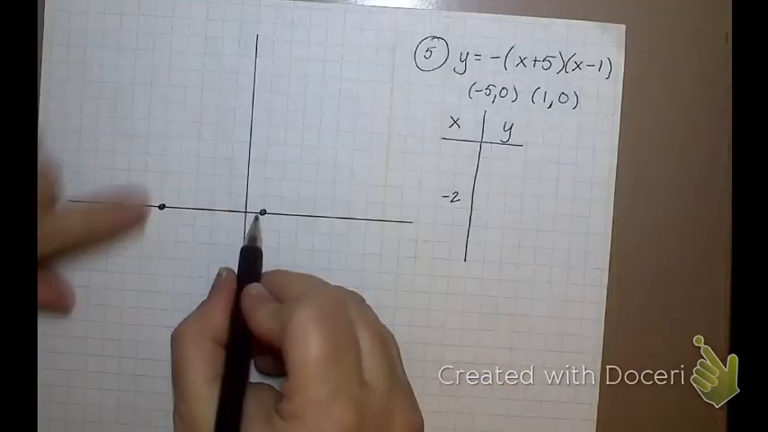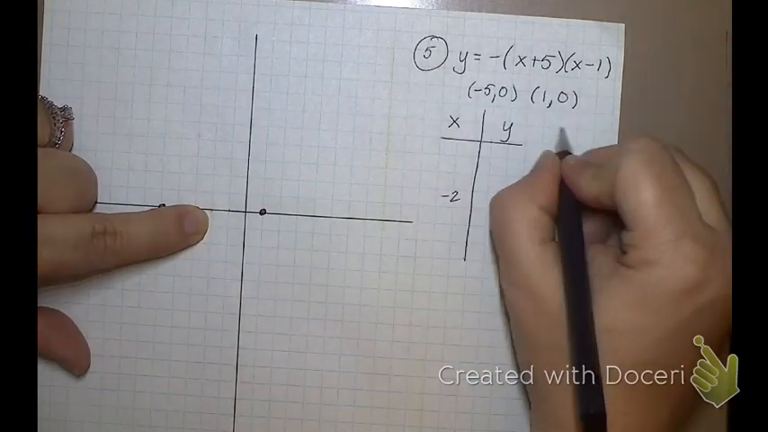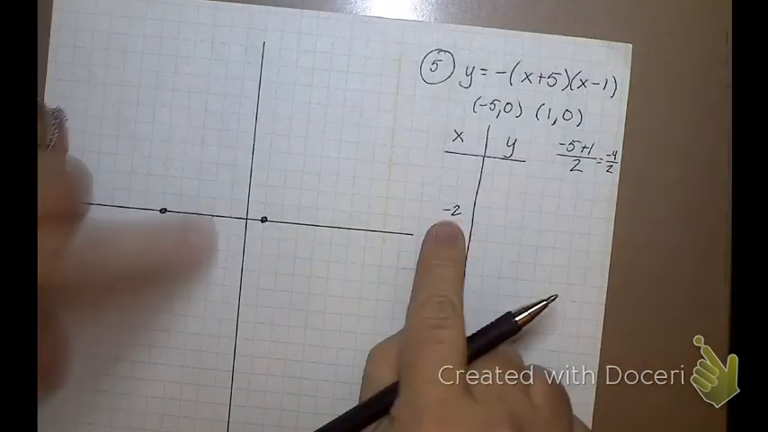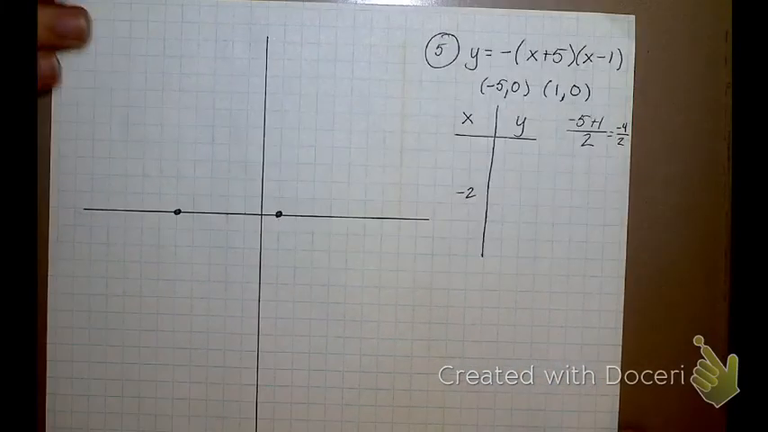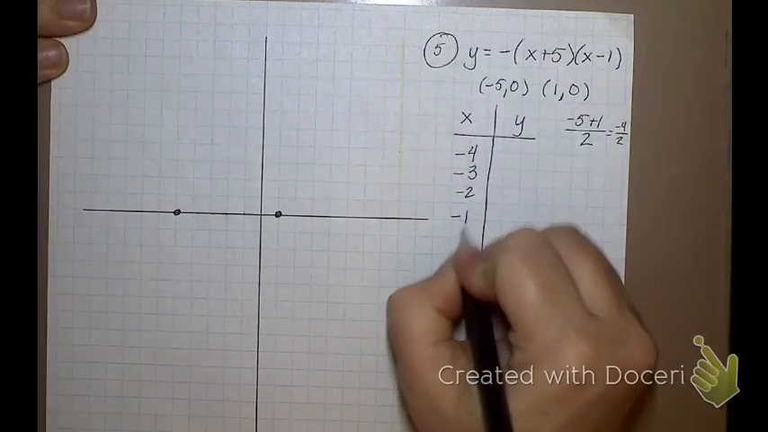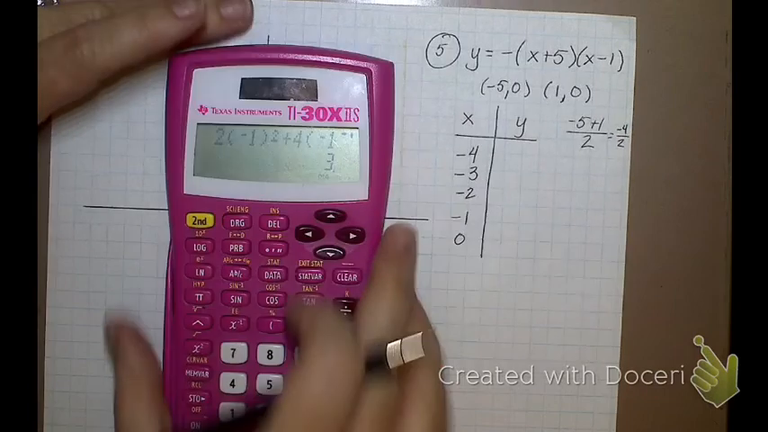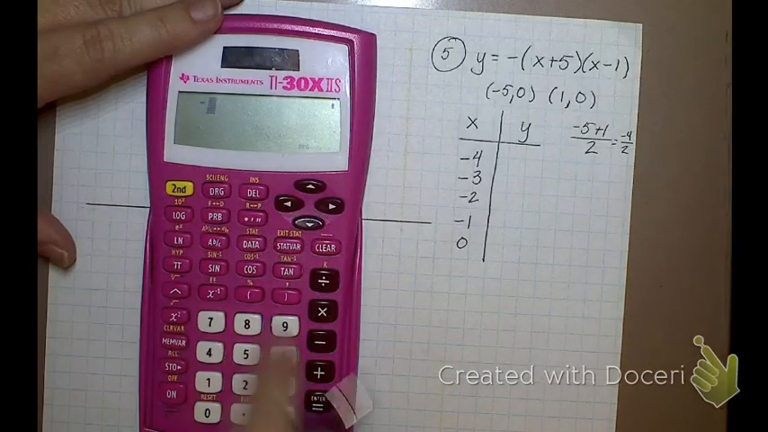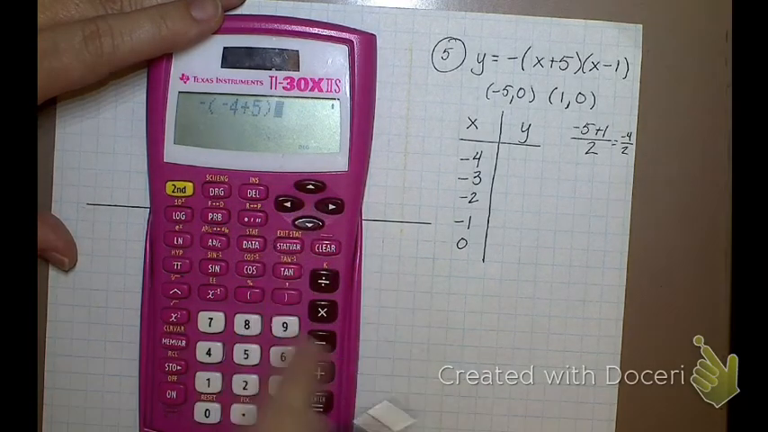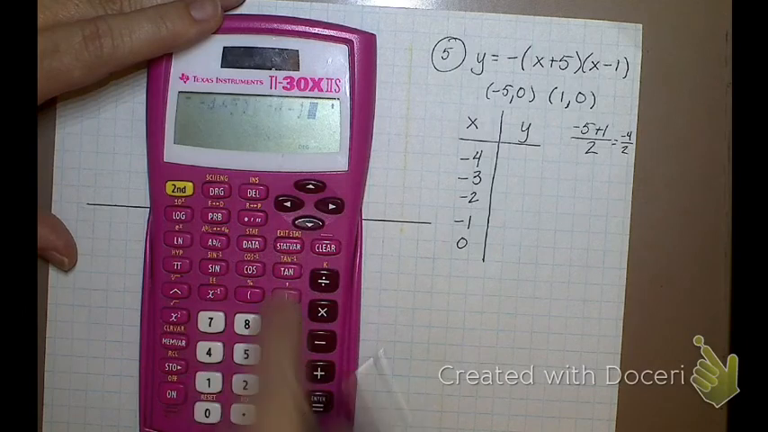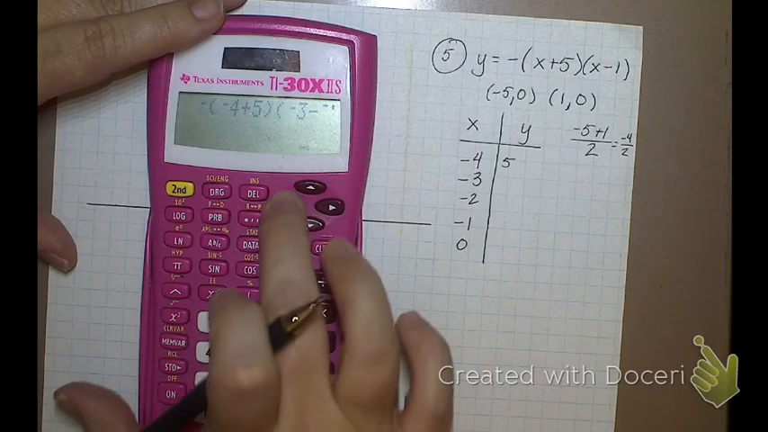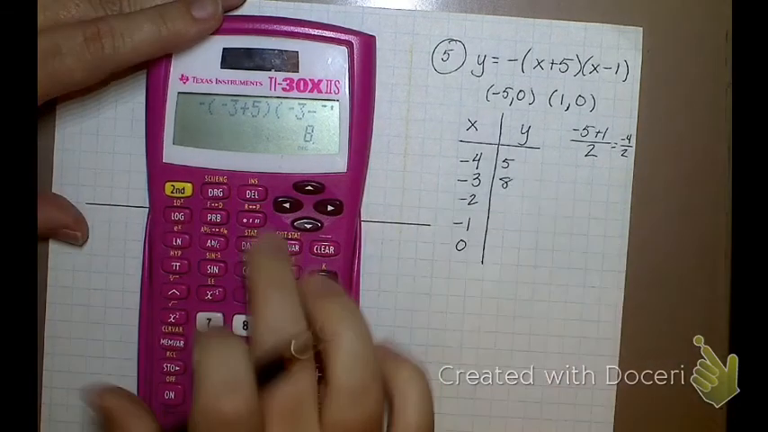So, now that I found my halfway point, remember the other way you could do it is you could take negative 5 plus 1 and divide it by 2. That gives you negative 4 over 2, which is negative 2. Let's see. I'm going to fill in some values around there: negative 1 and 0. And I'm going to start plugging stuff in. So, negative, parentheses, negative 4 plus 5, parentheses, negative 4 minus 1. That gets me 5. I'm going to change the negative 4 to a negative 3.